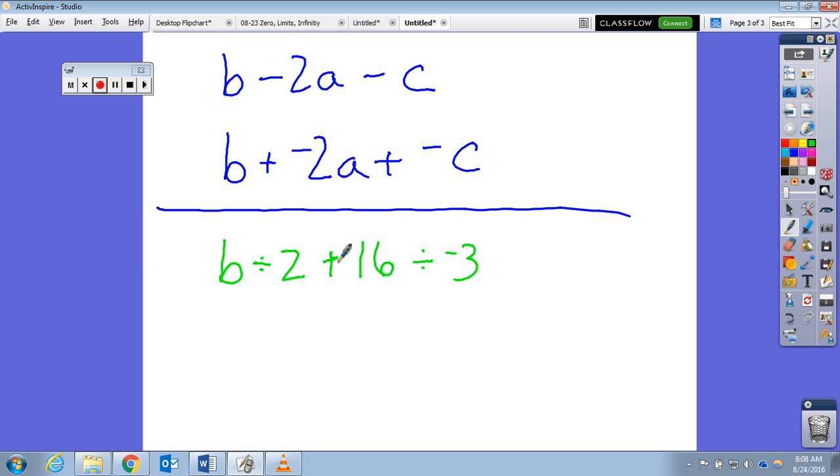So instead of b divided by 2, you can change all division to multiplication. Never a bad idea. So b times, what would it be? Instead of saying b divided by 2, I can say b times 1/2, right? To divide by a number is the same as multiplying by its reciprocal. Plus 16 times negative 1/3.